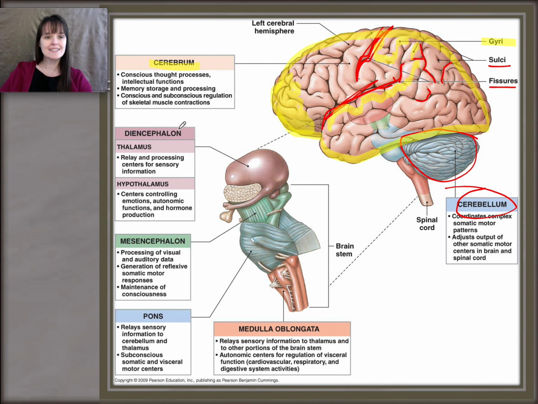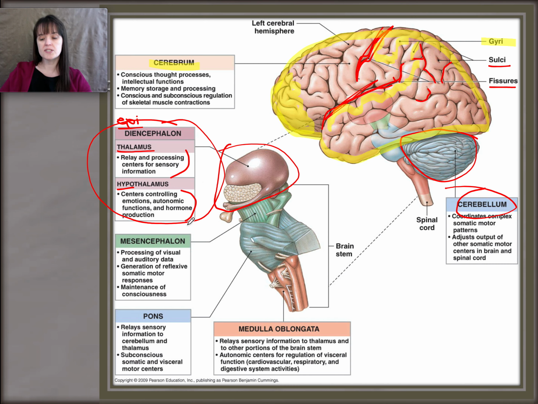The diencephalon includes the thalamus and the hypothalamus. It also includes the epithalamus, which isn't on the lab list. Hypo means below, epi means above. The thalamus is a relay center for sensory information. The hypothalamus does emotions, ANS, and hormones. We'll talk more about that when we talk about hormones.